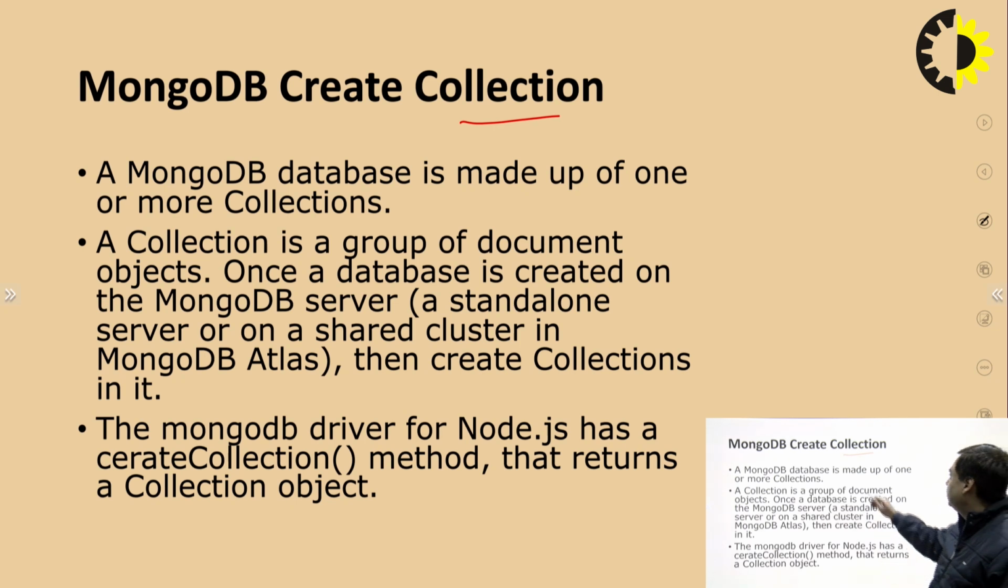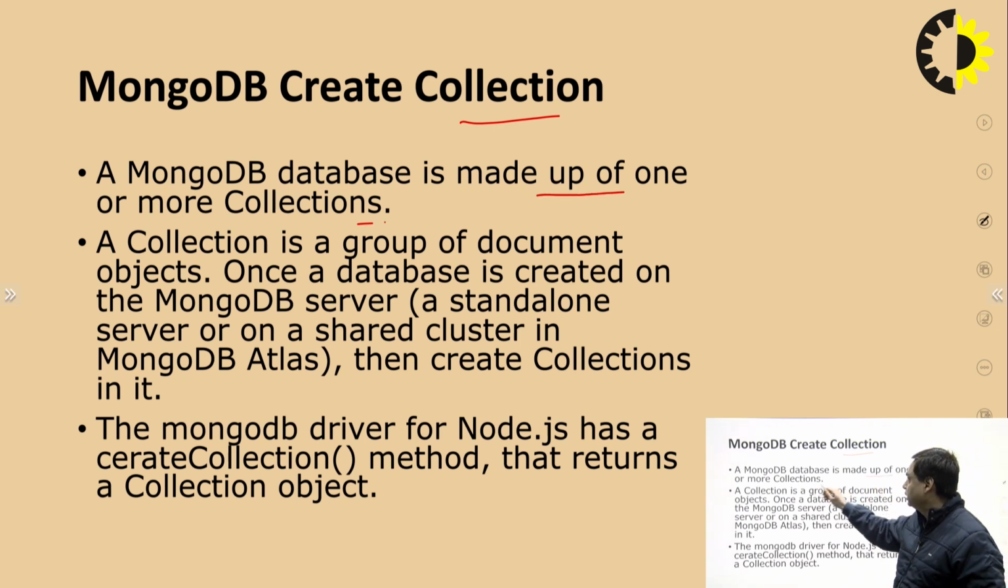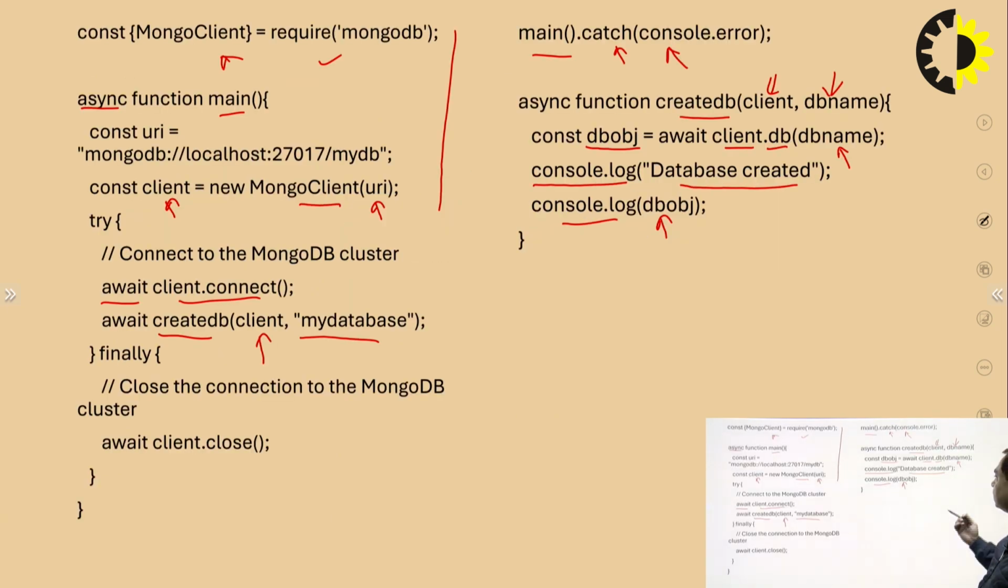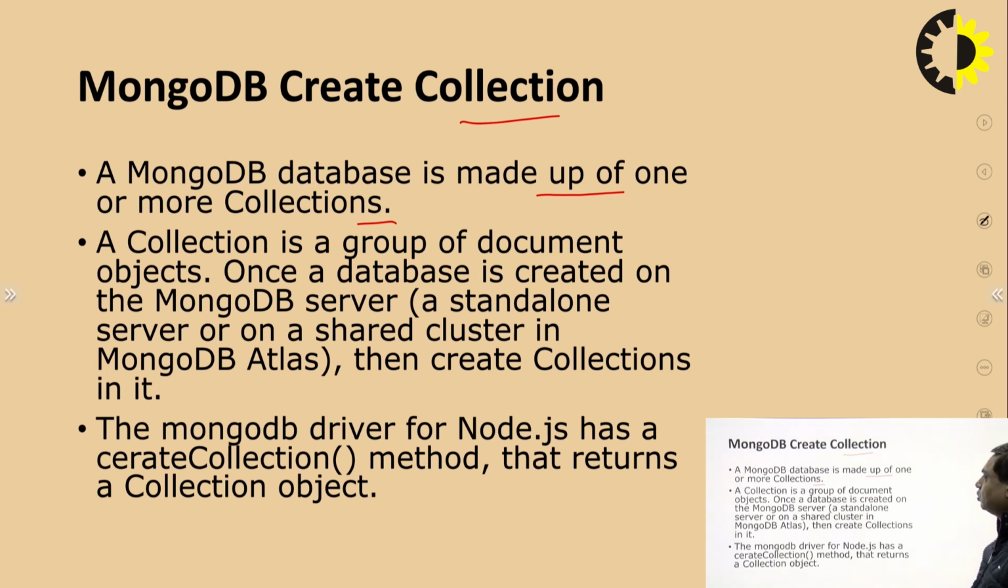A MongoDB database is made up of one or more collections. Each collection consists of documents. So basically we have a database, the database consists of collections, and then we have the documents. This is the structure of MongoDB. A collection is a group of document objects.